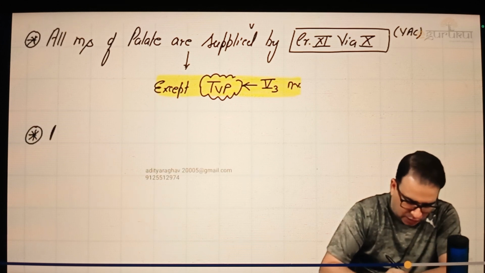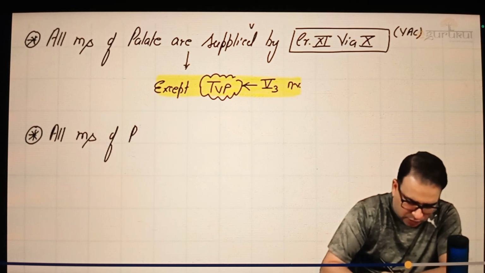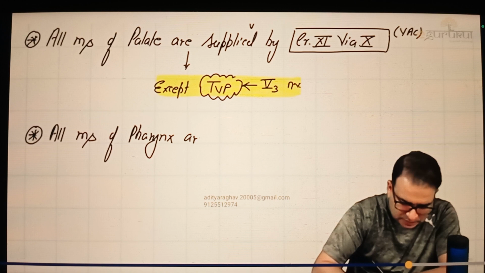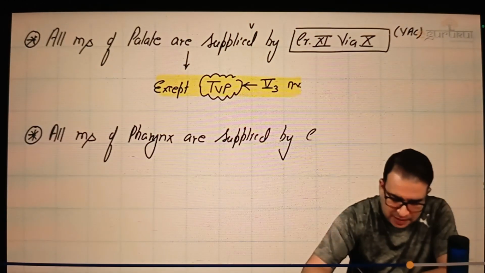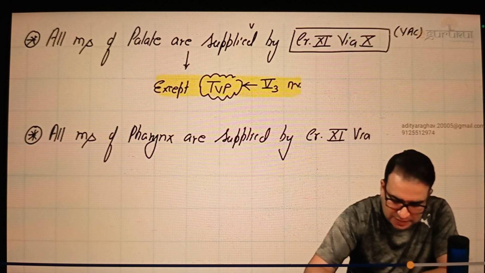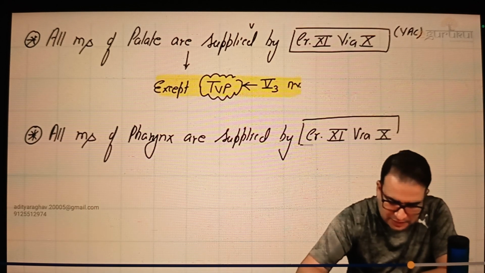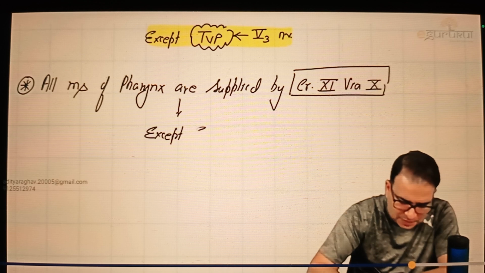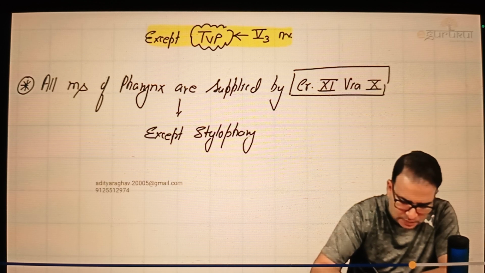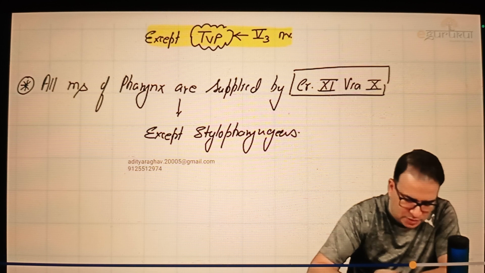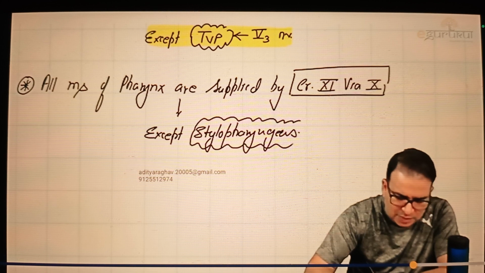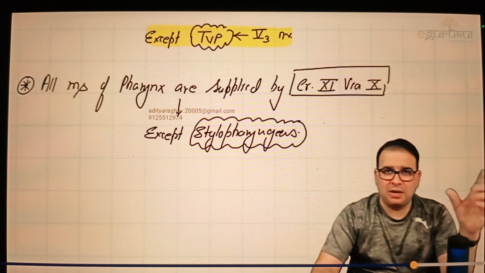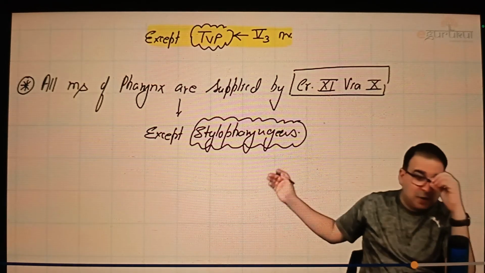Okay. Then we said all muscles of the pharynx are supplied again by the cranial accessory via vagus. Same VAC. All muscles of the pharynx are supplied by cranial accessory via vagus, except stylopharyngeus. Although there is one more muscle which can come into this category, a part of the inferior constrictor called the cricopharyngeus part.